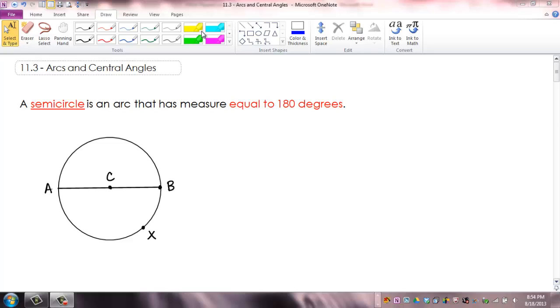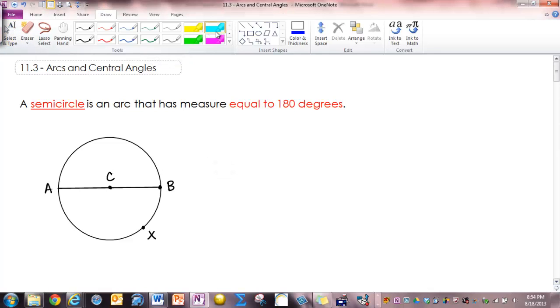Let's begin. A semicircle is an arc that has measure equal to 180 degrees. Now an arc is going to be measured along a circle. And an arc, just like a segment, will have two endpoints. And in this case, our semicircle is drawn in light blue here. It has endpoints A and B.